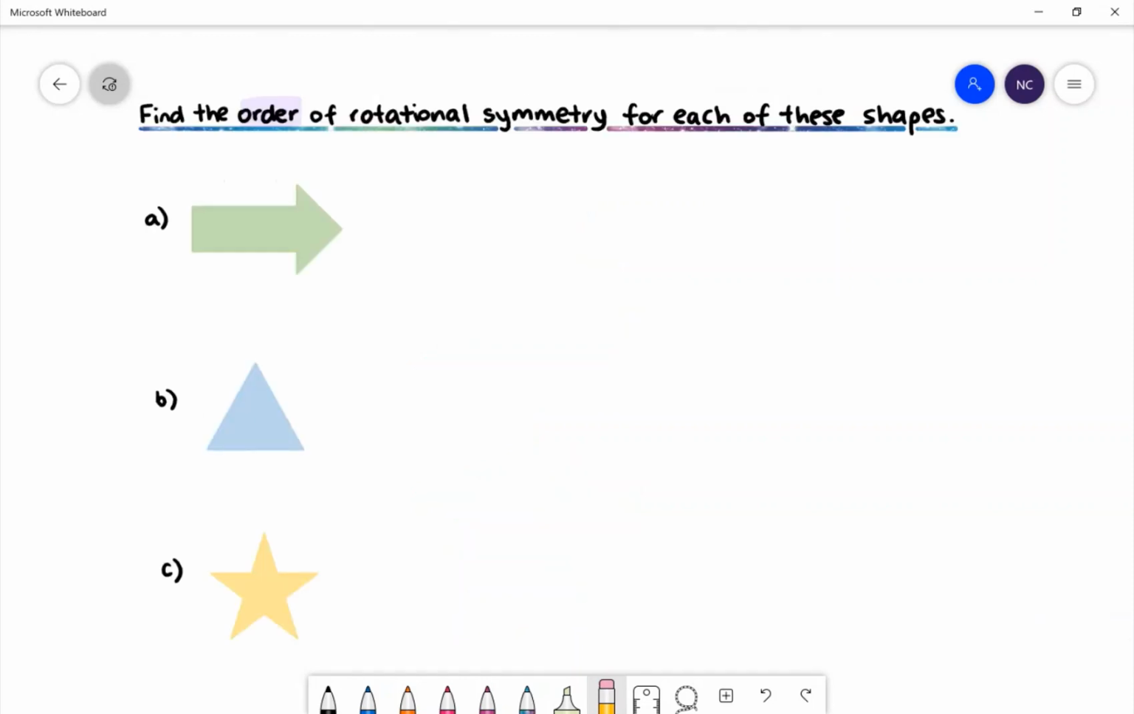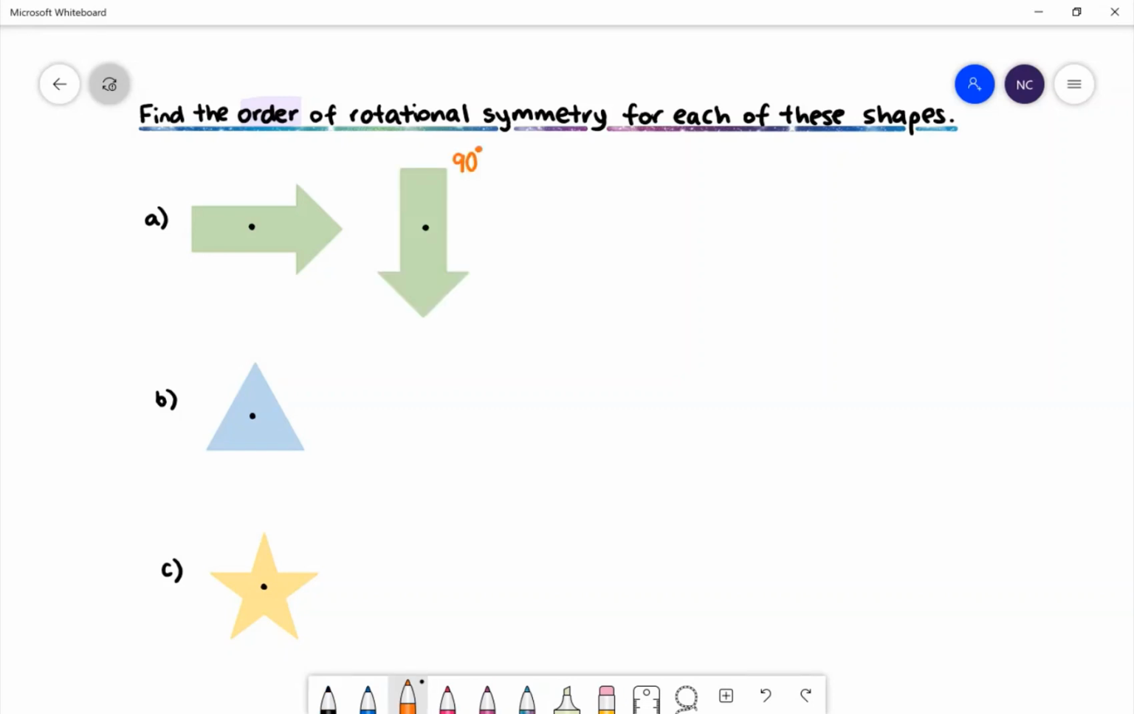Here is our next example. Find the order of rotational symmetry for each of these shapes. We're going to rotate all of these shapes from its center point. In part A, we have an arrow that's pointing towards the right.